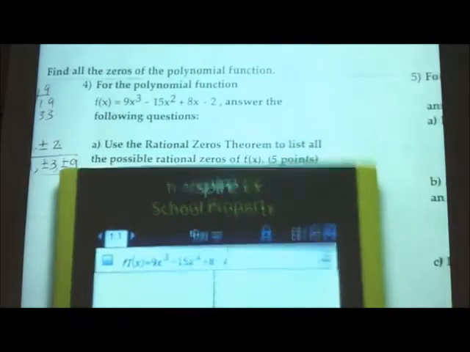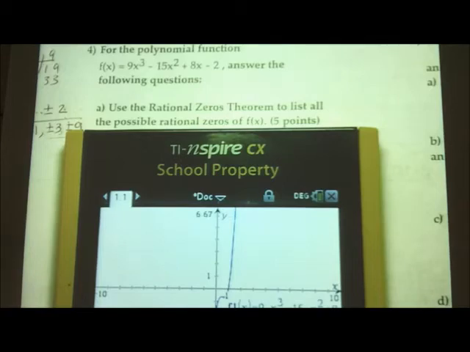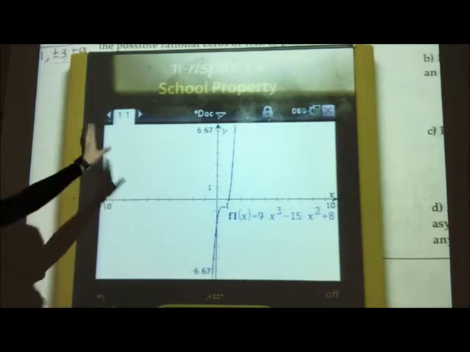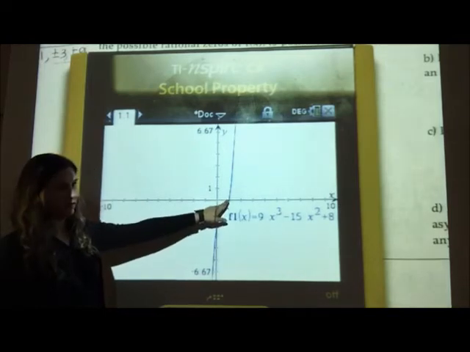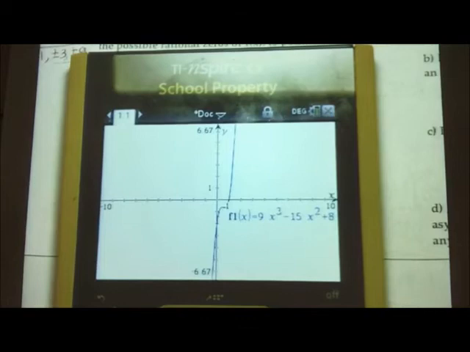Alright, so this is the equation. 9x cubed minus 15x, and I forgot the x after the 8. This is why you double check, and I press enter, and this is my graph. There's only one zero, only one x-intercept, and what is that one? -2. Oh, just kidding, 1. It's 1. So where does this graph cross the x-axis? It is an x-intercept. The x-intercept is also called a zero.